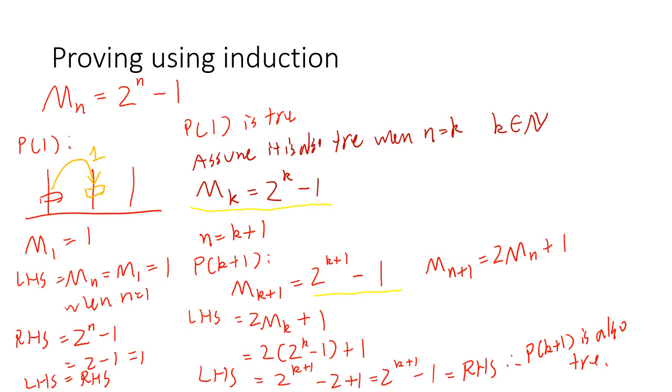Therefore, by mathematical induction, if it is true when n equals 1, and it is also true for n equals k plus 1 under the assumption that n equals k is true, then by mathematical induction, you can say that this statement is true. And now we have checked that this formula is true. It is clarified by using mathematical induction.